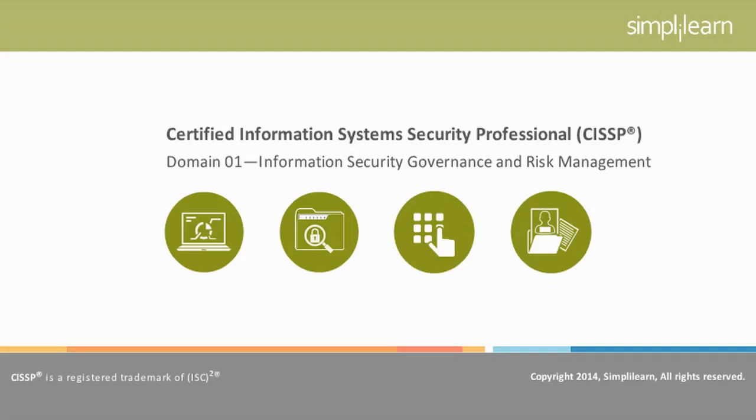Information security governance and risk management is one of the 10 domains of the Common Body of Knowledge, CBK, for the CISSP certification exam. This domain focuses on risk analysis and mitigation. It also details security governance, or the organizational structure required for a successful information security program. The objectives of this domain will be listed in the following screen.